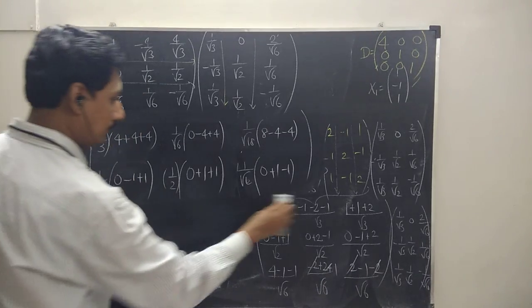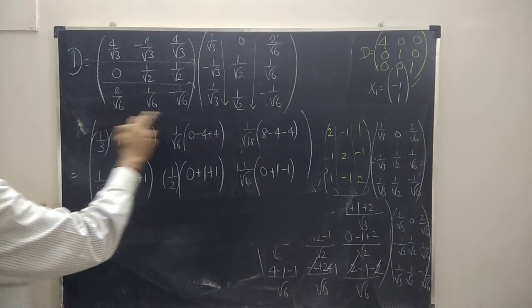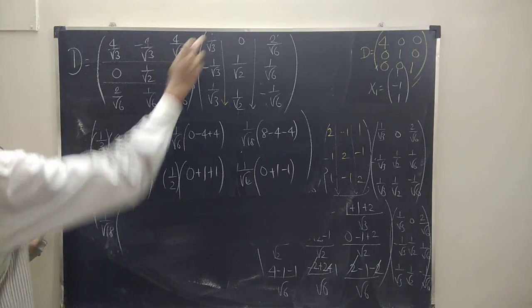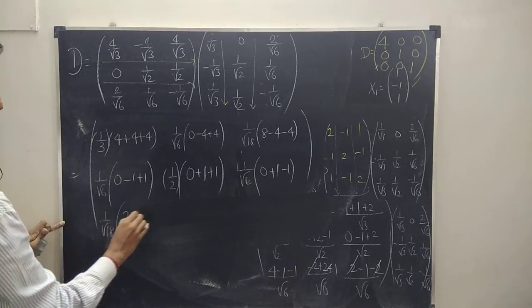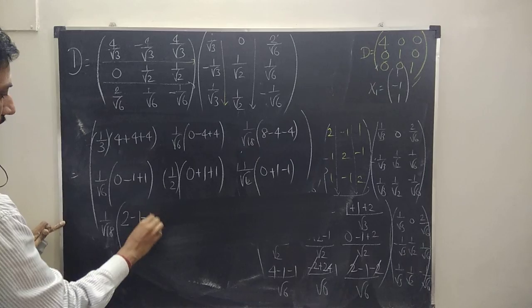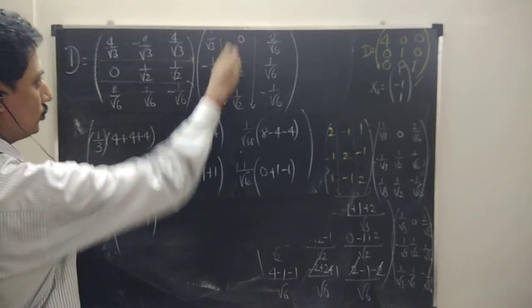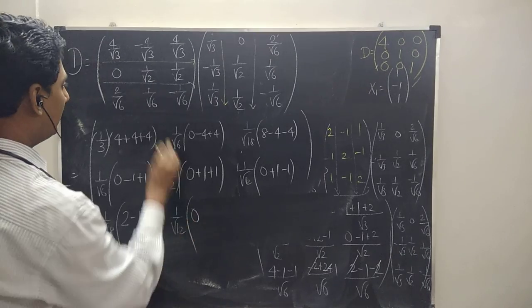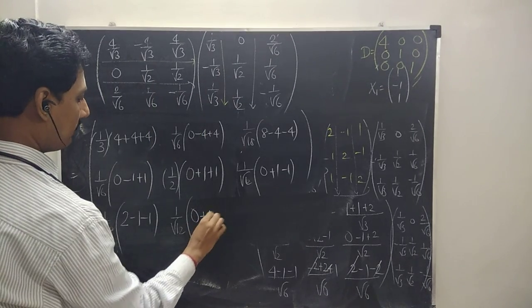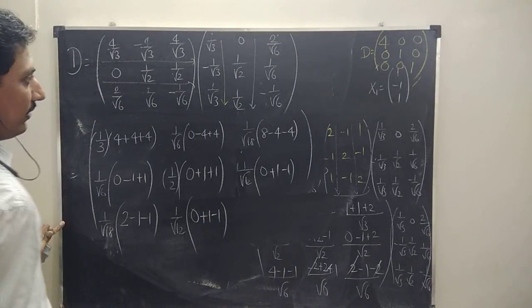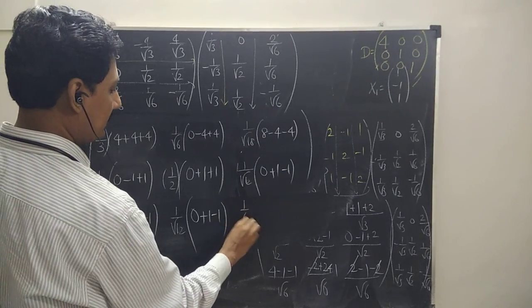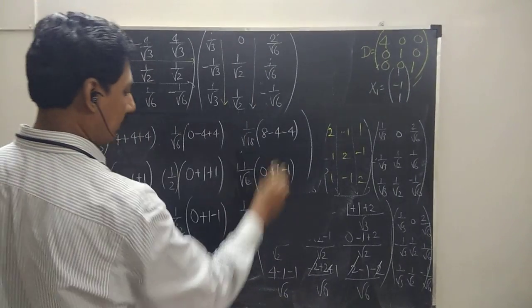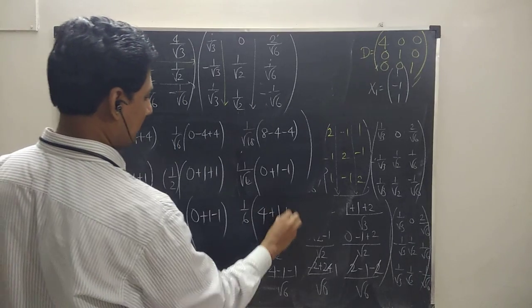And the last row is root 6 into root 3, so 1 by root 18. 2 into 1 is 2, 1 into minus 1 is minus 1, minus 1. Right? And root 6 into root 2 is 1 by root 12. 2 into 0 is 0, 1 into 1 plus 1 minus 1, minus 1. Then finally root 6 into root 6 is 1 by 6. Then 2 into 2 is 4, 1 into 1 is 1, minus 1 into minus 1 is plus 1.